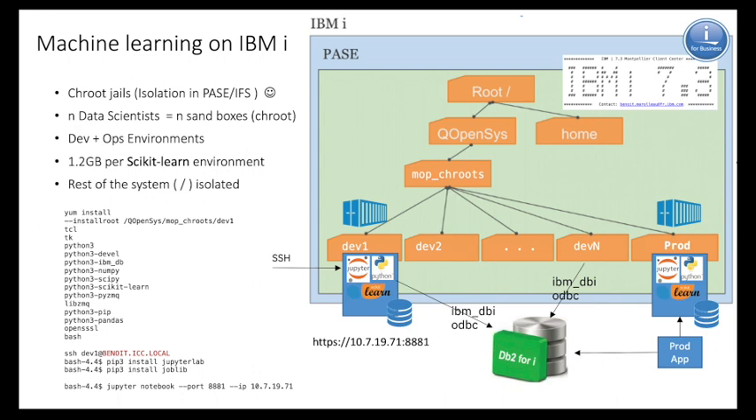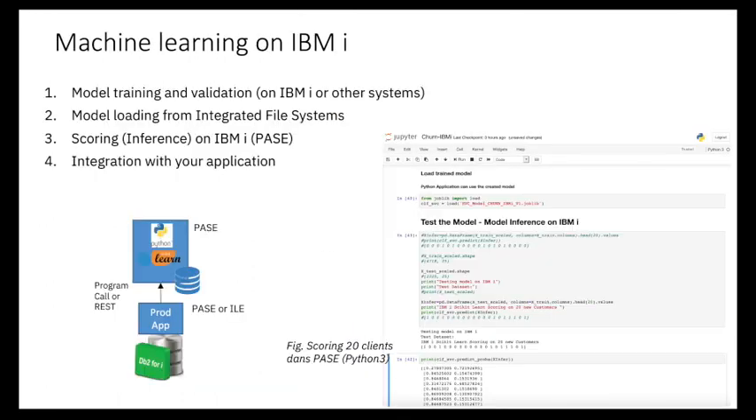And I added an additional isolated environment for production. Once I trained and validated my model on the platform, I can easily copy this model in the IFS to the production environment on my IBM i platform, so I can execute the model for my future predictions in production. So these are the different steps.